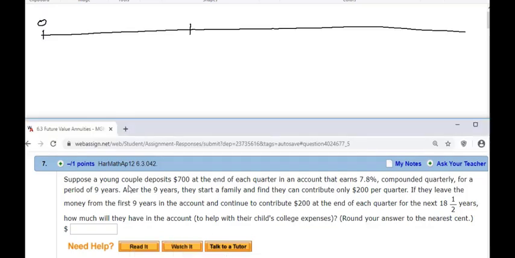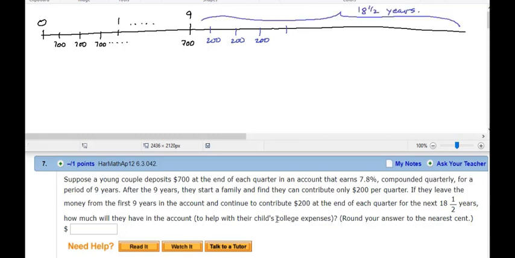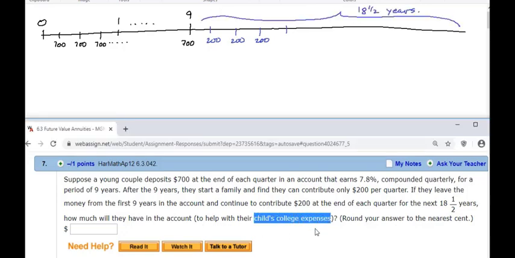Okay, in this problem, a couple is going to deposit $700 at the end of each quarter for the first 9 years. So my last payment of $700 will come in at the end of the 9th year, and then after 9 years they start a family and they can only contribute $200, still per quarter after that. They leave the money from the first 9 years in the account and contribute $200 for the next 18 and a half years. How much will they have in the account to help with their child's college expenses?